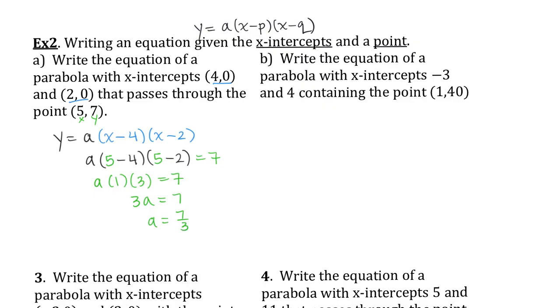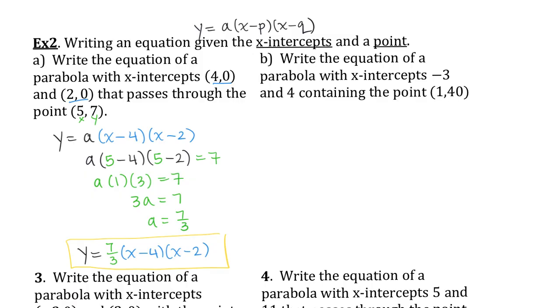I'm going to go back and write my equation. So y equals 7/3, and then my x-intercepts, or my factors, were x minus 4 and x minus 2. And this is a good equation. Okay, the next one's similar. We'll go ahead and do that one.